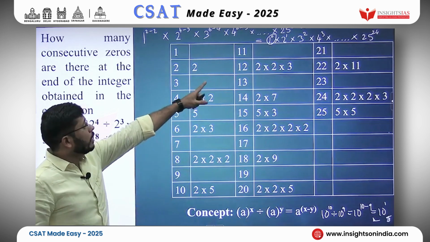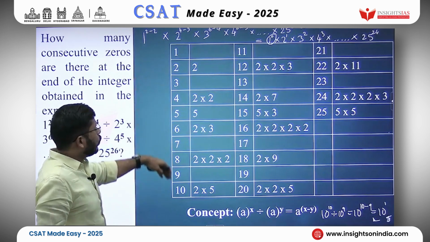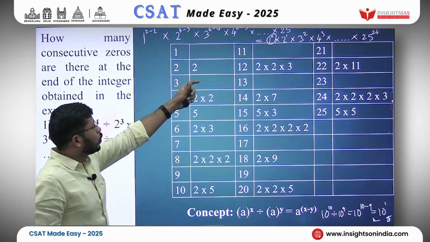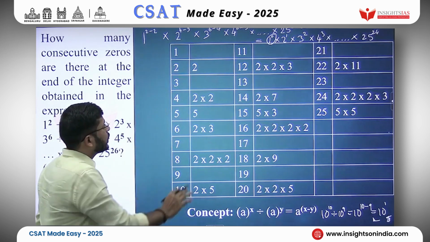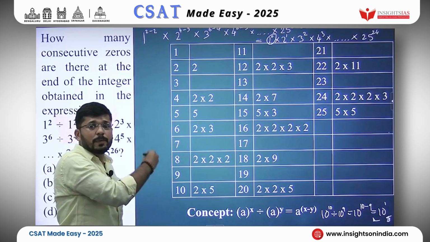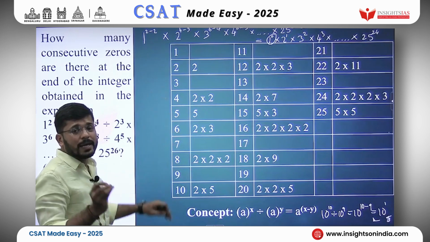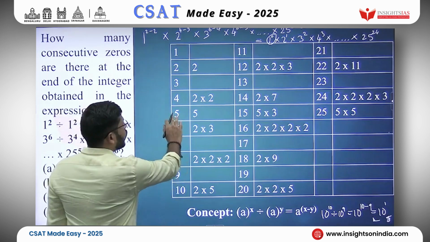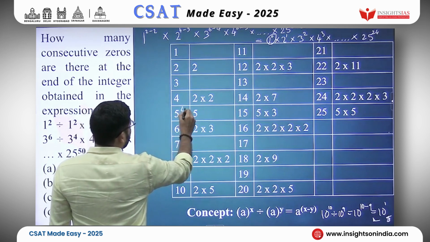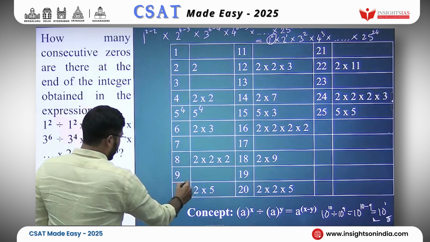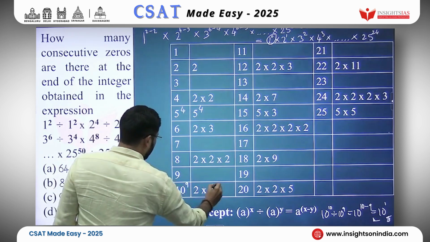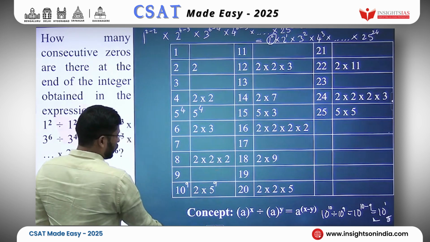Now we know however many 2s and 5s we can extract from that expression. And we know that the number of 2s will be more than the number of 5s, so we'll count only 5s. What will this 5 be raised to? It would be 5 to the power of 4, right? What will this 10 be raised to? It would be 10 to the power of 9. This 5 would be raised to 9.